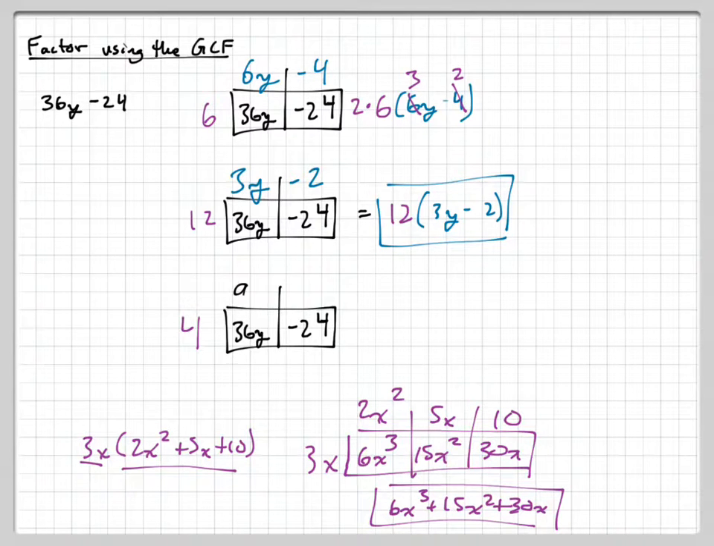Okay, now I'm going to do the last one really quickly. If I took a 4 out, I'd get 9y, and minus 6. So it'd be 4 times 9y minus 6. Can I take something out of the 9 and the 6? Yes, 3. If I took a 3 out, I would get a 3 right there and a 2 right there. So I get the same answer eventually, right? It's just more work if I'm not getting the greatest common factor from the beginning.